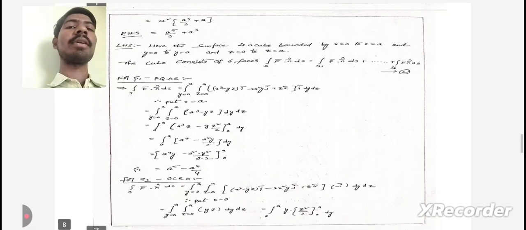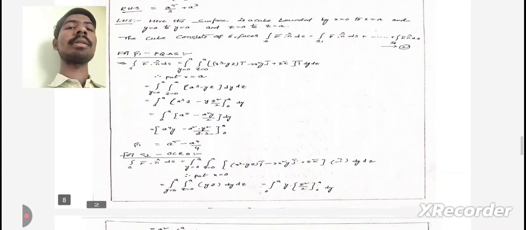Then calculate LHS. Here the surface is a cube bounded by x equal to 0 to x equal to a, y equal to 0 to y equal to a, and z equal to 0 to z equal to a. The cube consists of 6 faces. Then the integral over S of F bar dot n bar cap dS is equal to the surface integral over S1 of F bar dot n bar dS plus up to the integral over S6 of F bar dot n bar cap dS. This is equation 2.